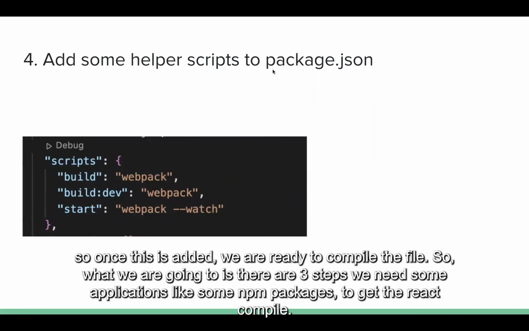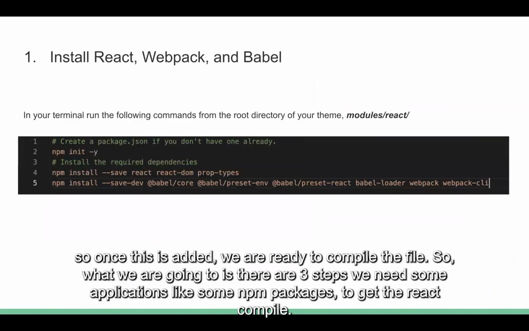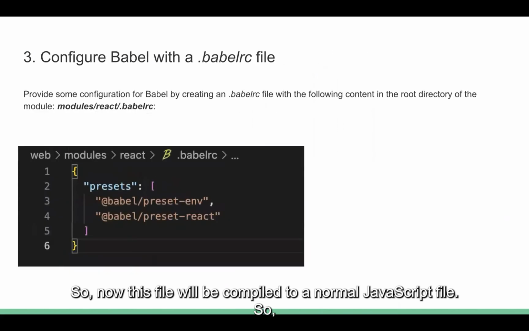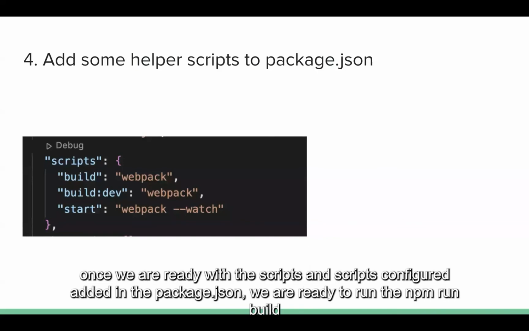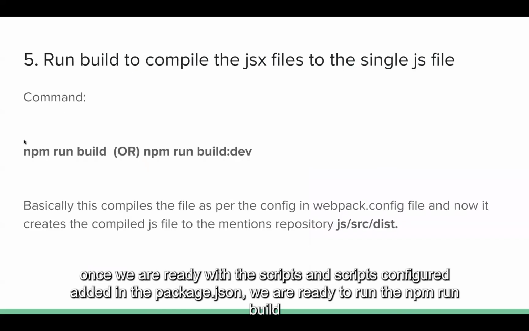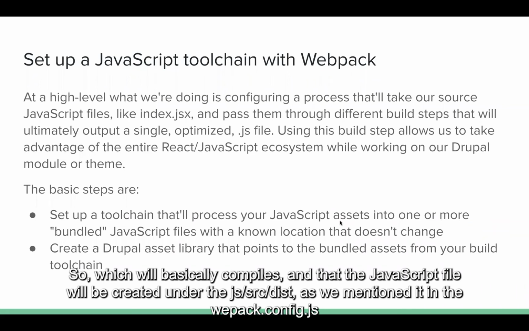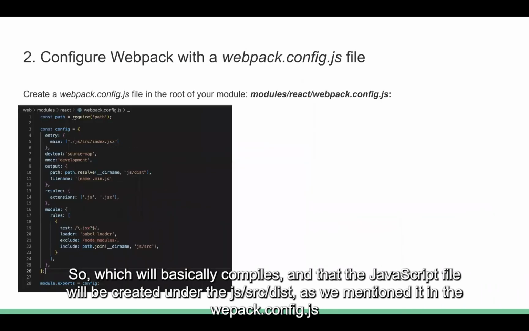Once this is added, we are ready to compile the file. There are three steps: we need some npm packages to get React compiled. Now this file will be compiled to a normal JavaScript file. Once we have the scripts configured and added in the package.json, we are ready to run npm run build, which will compile, and the JavaScript file will be created under js, src, dist, as we mentioned in the webpack.config.js.